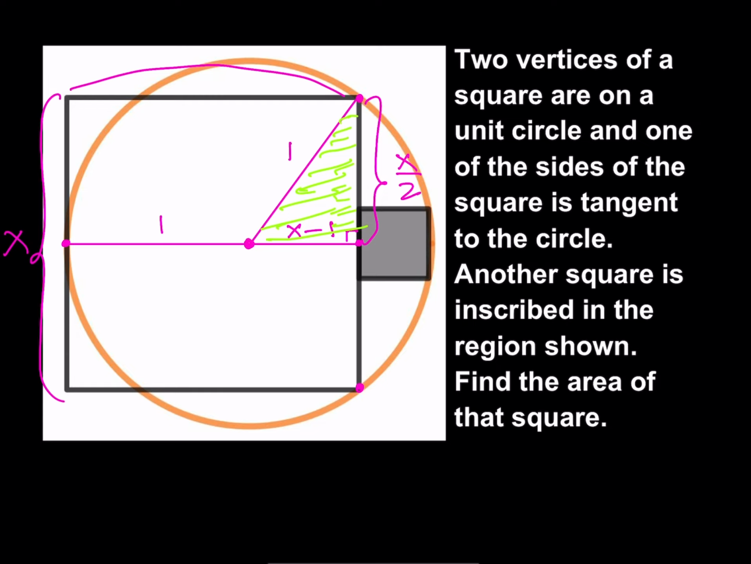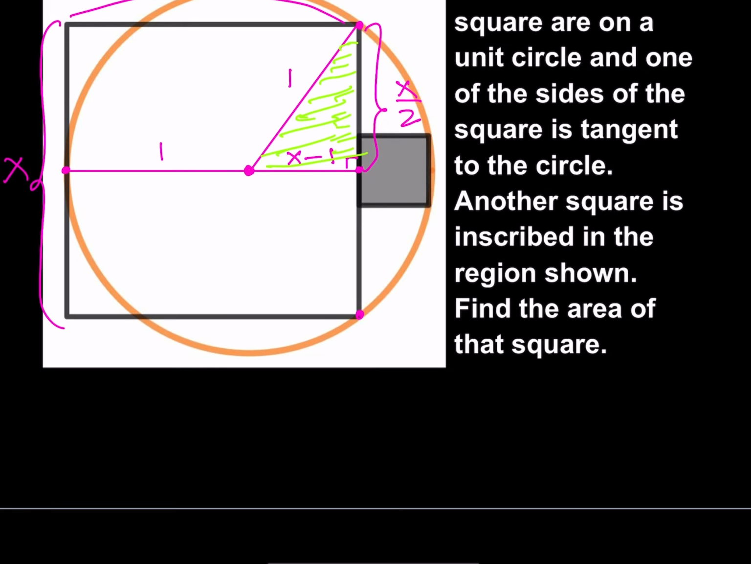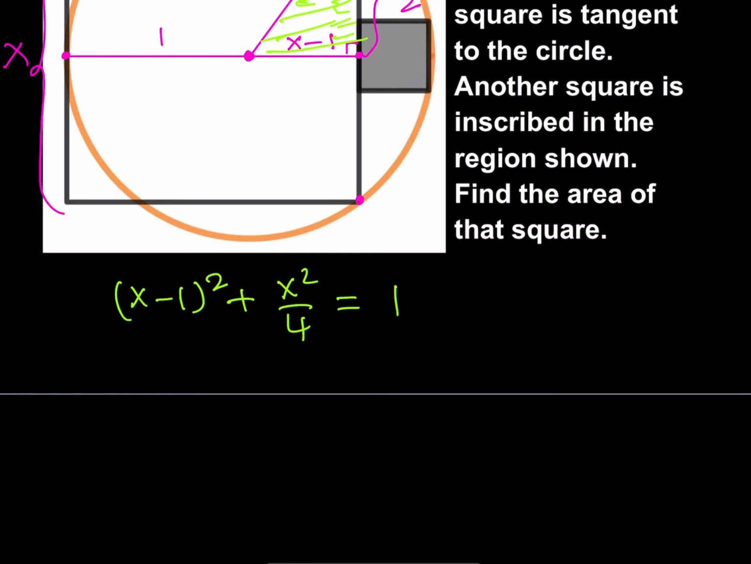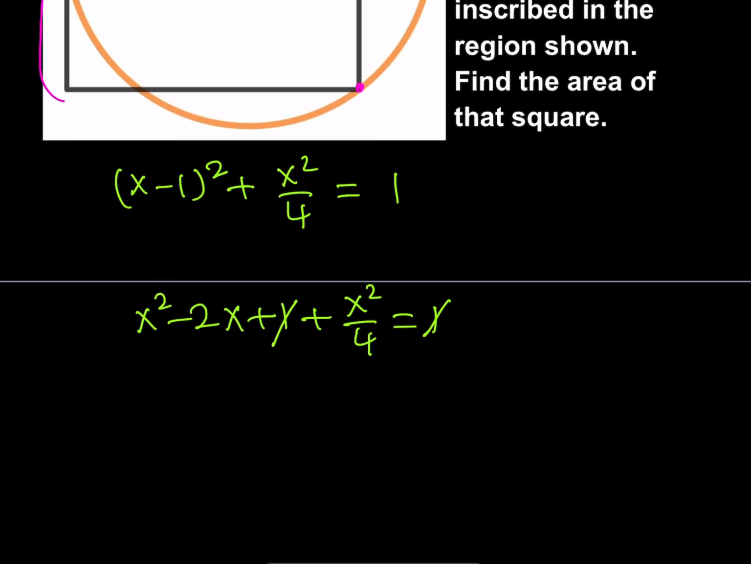So we're going to use the Pythagorean theorem there, and it's going to look like this: (x minus 1) squared plus (x over 2) squared, which is x squared over 4, is equal to 1 squared, which is 1. Let's go ahead and expand this and solve this equation. I get x squared minus 2x plus 1 plus x squared over 4 is equal to 1. Obviously, the 1 cancels out, leaving us with an easier quadratic.